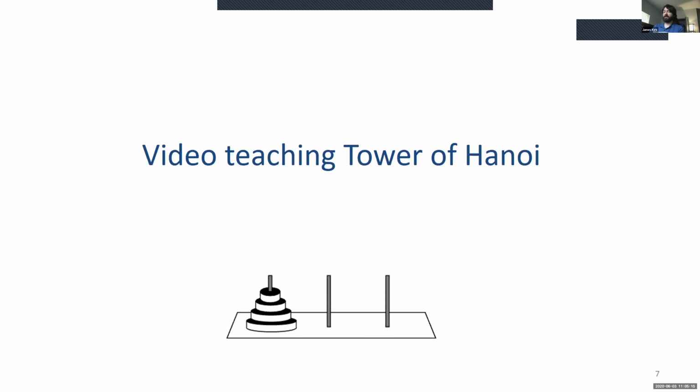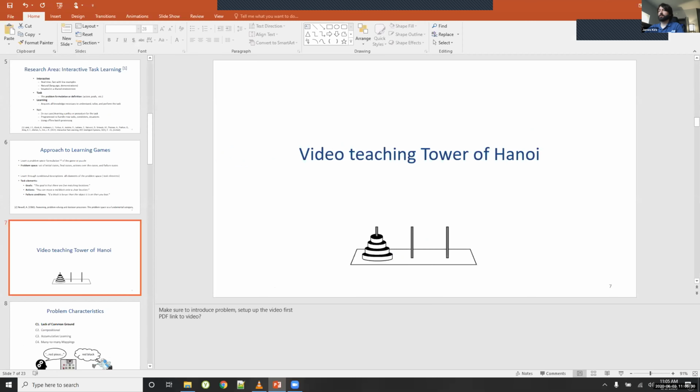So I'm going to take a quick break here and show you a quick video where we're teaching Towers of Hanoi. We're going to be using blocks and the tabletop arm instead of discs and pillars that you're used to, but still worried about the relative size of blocks.